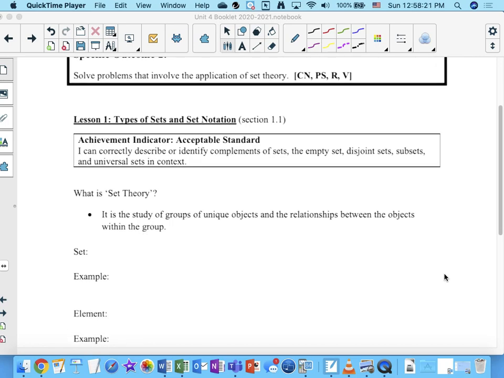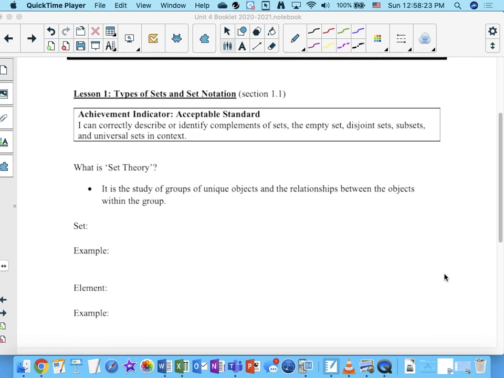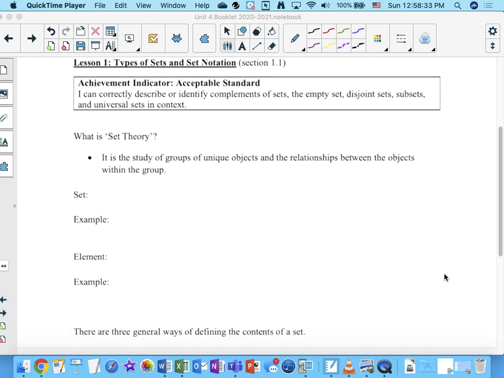Start talking about set theory today. And before we start talking about solving any problems or anything like that, we have to do some definitions. Okay? So firstly, let's talk about what set theory is. Set theory is basically studying collections of objects and studying relationships between collections of different objects.